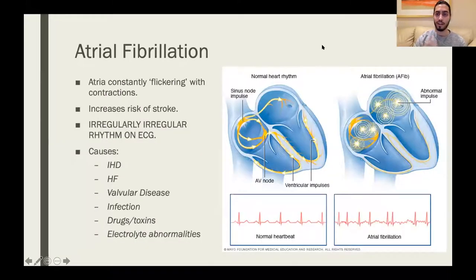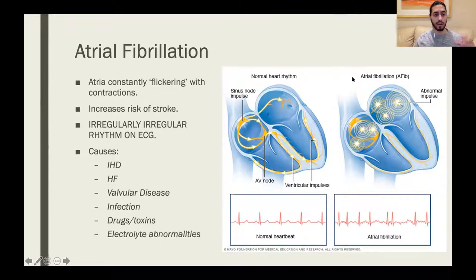Probably the most common actual pathological thing that you'll see as a doctor. Sinus tachy you'll see all the time, could be physiological. Fast AF or AF with a rapid ventricular response is one of the most common emergencies you'll see as an F1. So it's important to manage and investigate further.